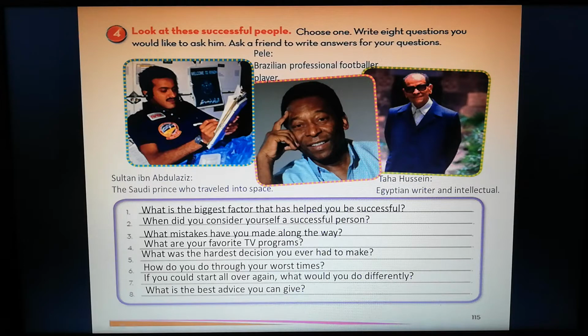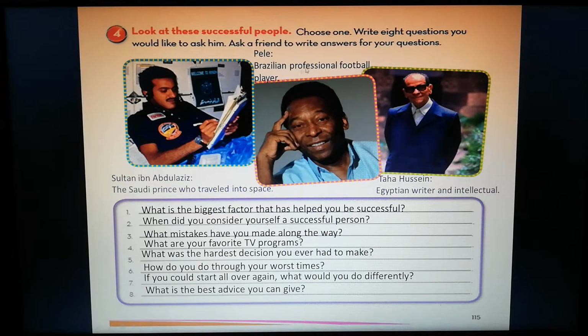As you see here, we have 3 different pictures for 3 different successful people. عندنا 3 صور مختلفة ل3 أشخاص ناجحين مختلفين. The first one here is Sultan ibn Abdul Aziz. He's the Saudi prince who traveled into space. هو أمير سعودي سافر إلى الفضاء. Number 2, Pele.